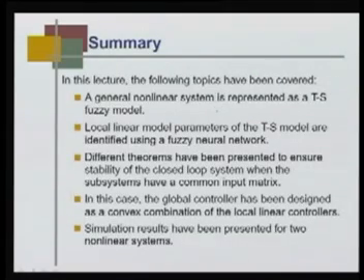Okay. Summary. In this lecture, the following topics have been covered. A general nonlinear system is represented as a T S fuzzy model. Local linear model parameters of the T S fuzzy model are identified using a fuzzy neural network. Different theorems have been presented to ensure stability of the closed loop system when the subsystems have a common input matrix. In this case, the global controller has been designed as a convex combination of the local linear controllers. Simulation results have been presented for two nonlinear systems.